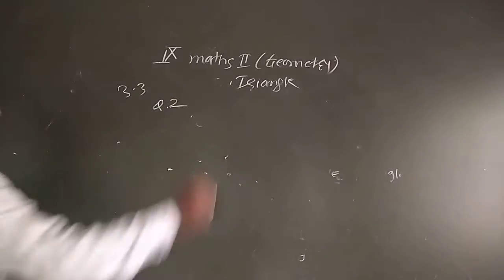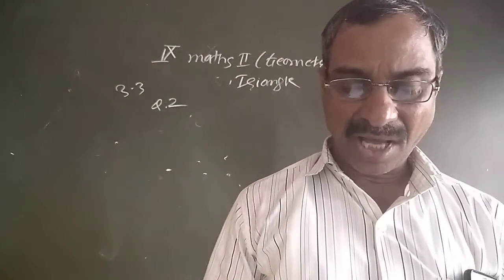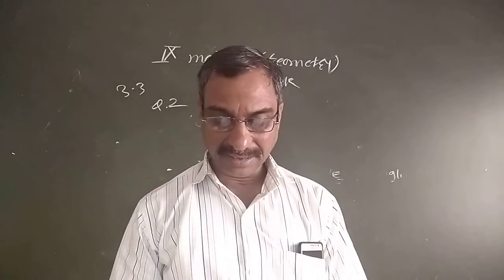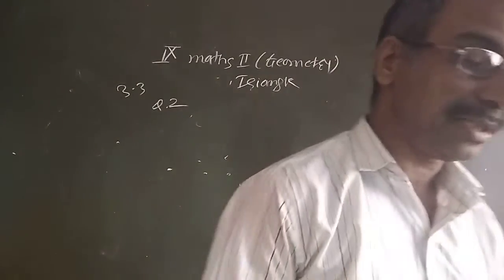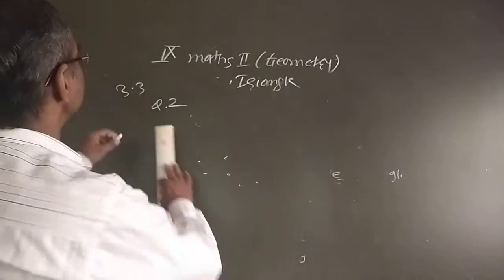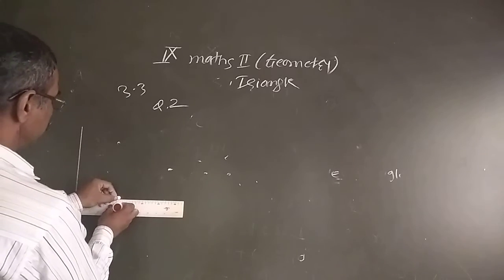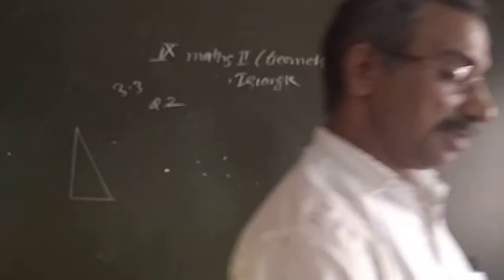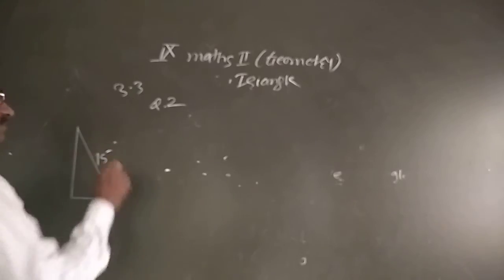Question number 2. I will read the example here. The length of the hypotenuse of a right angle triangle is 15. Find the length of the median to its hypotenuse. Question 2 is related to the right angle triangle, so we draw the right angle triangle. The hypotenuse is given as 15.